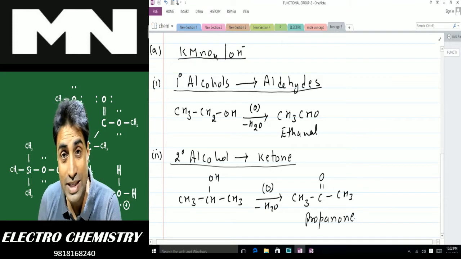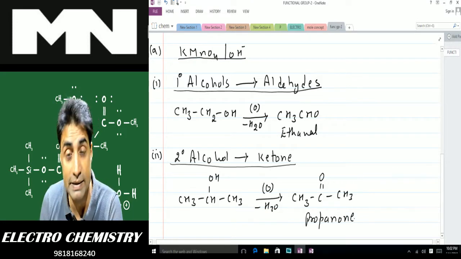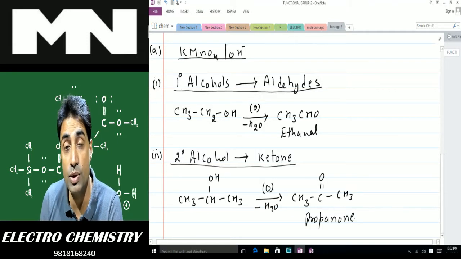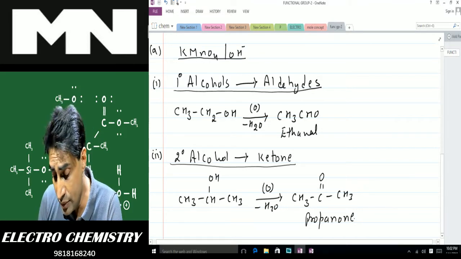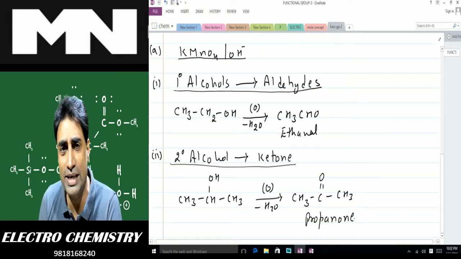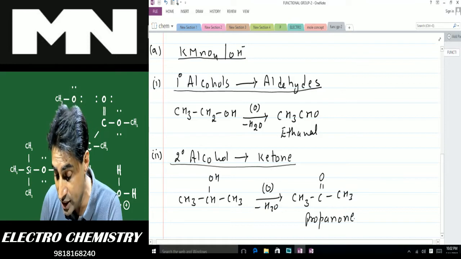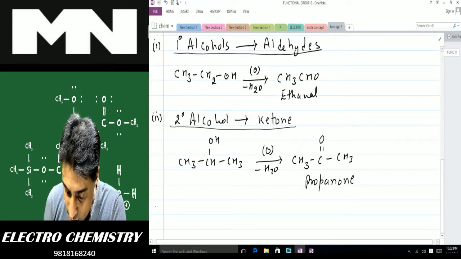But the problem in this oxidation is KMnO4 is a good, strong oxidizing agent. It will not only oxidize alcohols to aldehyde and ketone, but will further oxidize them to carboxylic acids. Now, if we want the reaction to stop at aldehyde and ketone and not proceed to carboxylic acid, we need to use a weak oxidizing agent, not KMnO4.